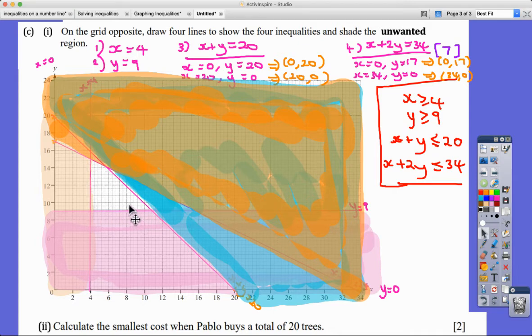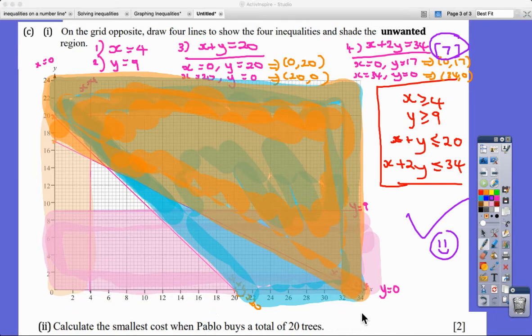Right, so we've done that, and sometimes they'll ask you to label it, say R, something like that. So there's our little bit. On the grid opposite, draw 4 lines, show the 4 inequalities, shade the unwanted region. Now I've got my 7 marks in the bag, I did it correctly. So I've got my region that is unshaded.